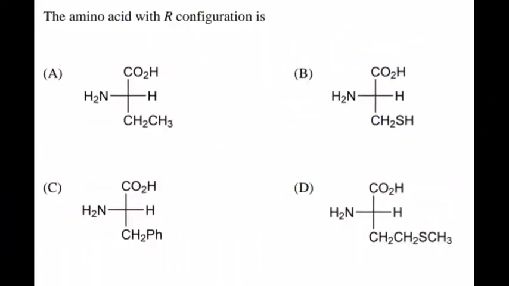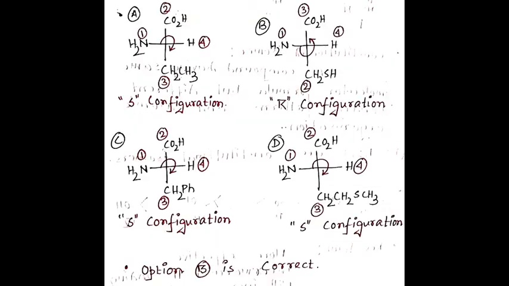This one is the first question of this video. Here there are a total of 4 amino acids. Out of these 4 amino acids, 1 amino acid has the R configuration. Let's identify the R configuration amino acid. Okay, this one is the answer.